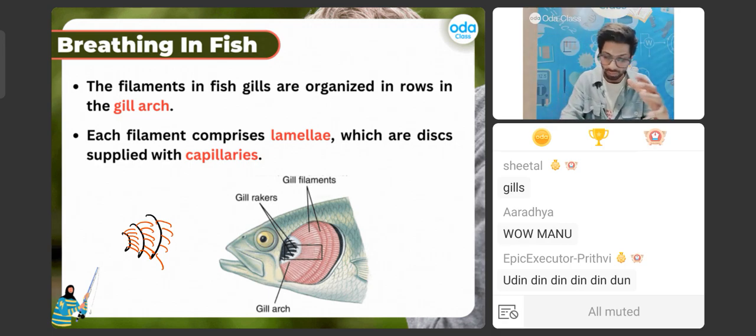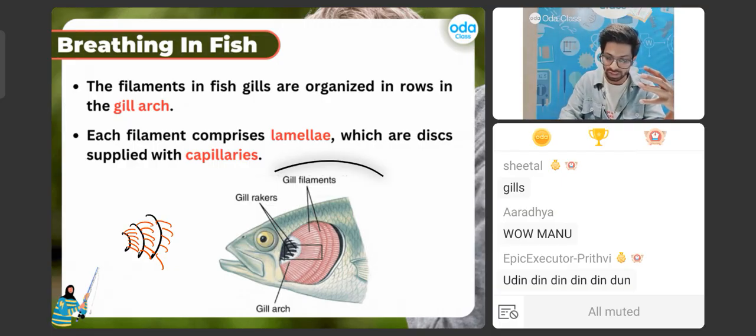Now we call this structure the gill arc. The structure through which all the gill filaments are properly arranged is a bony structure. This bony structure through which they are arranged, we call the gill's arc, a curved structure.